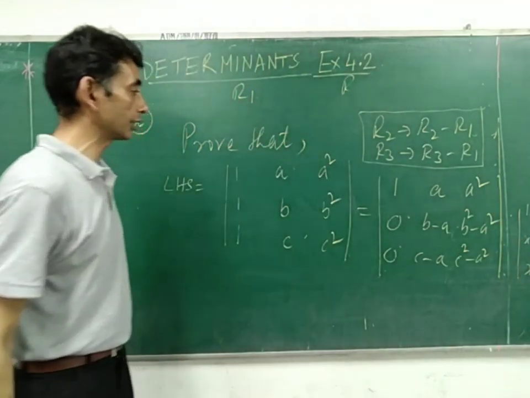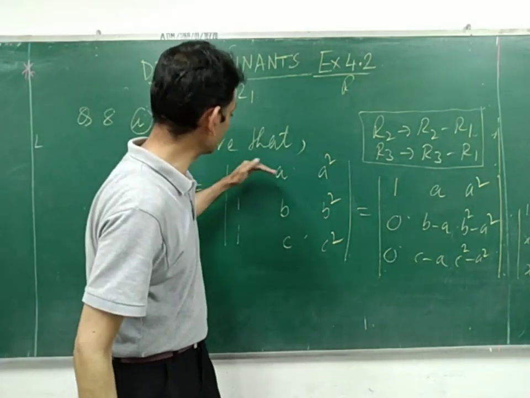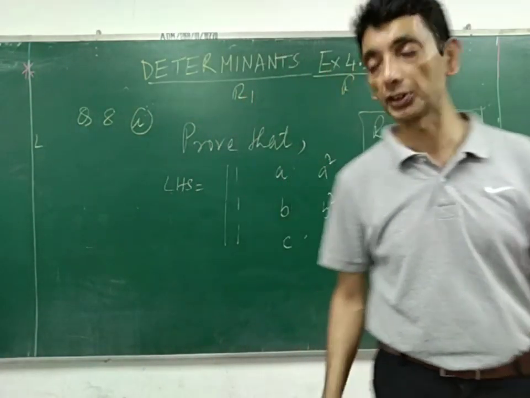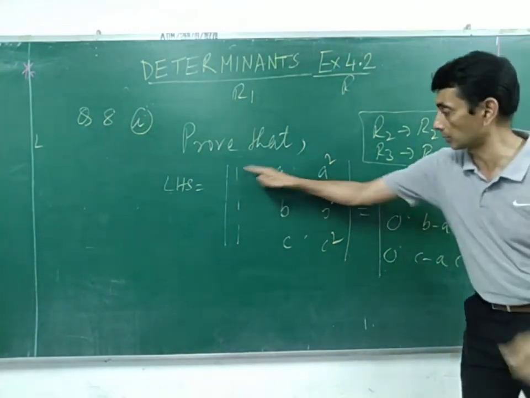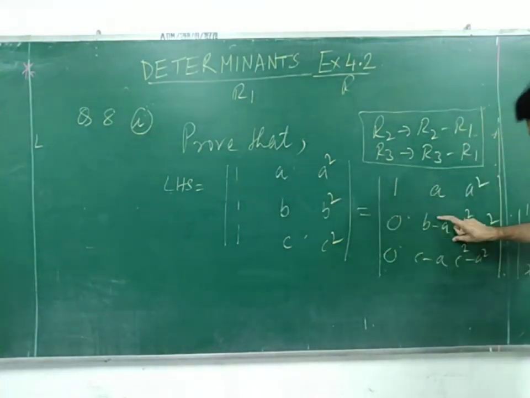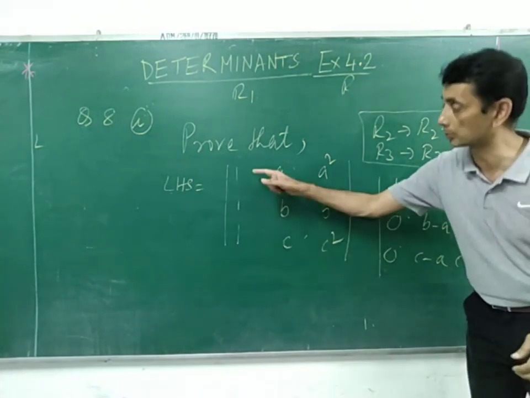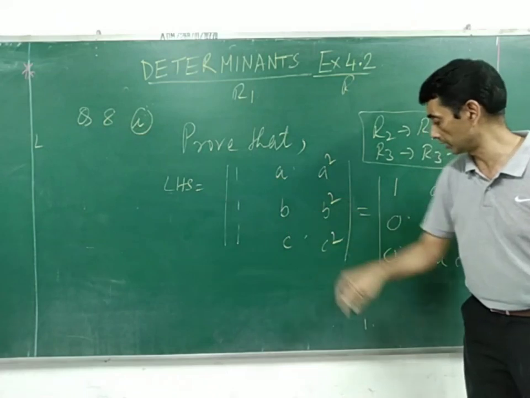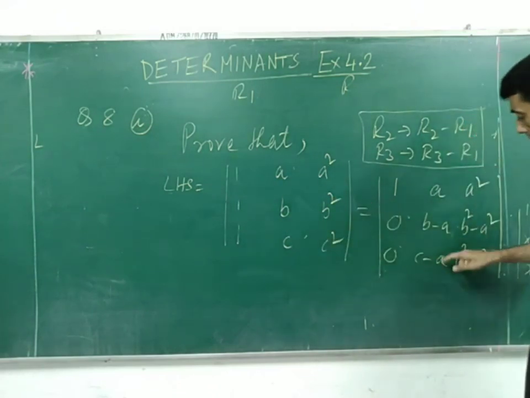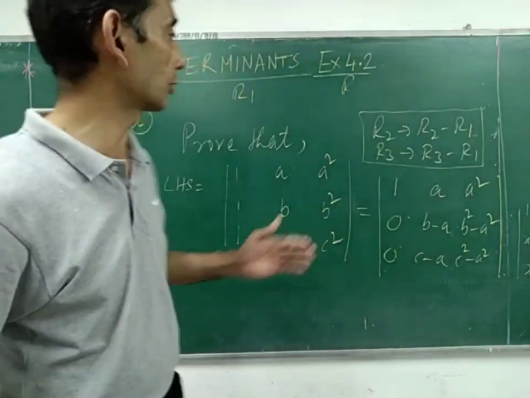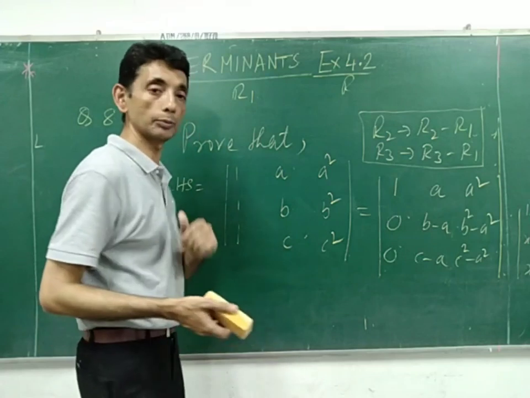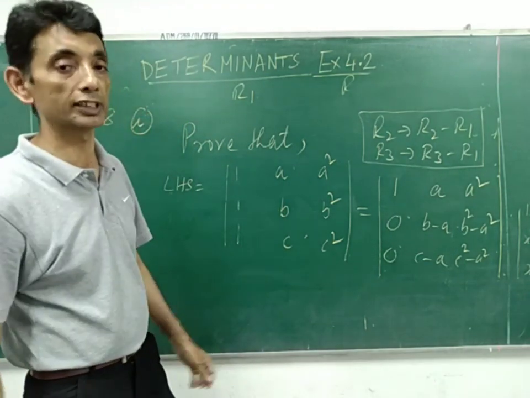So you have seen that. There is no change in the first row, and the second row we are subtracting from the first row: 1 minus 1, 0, B minus A, B squared minus A squared. Then the third row again we are subtracting from R1: 1 minus 1, 0, C minus A, C squared minus A squared. Done. This is a simple trick. So when you get questions having all entries 1, always try to follow this particular method.